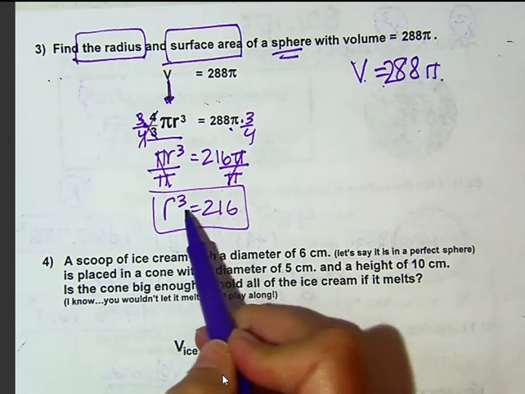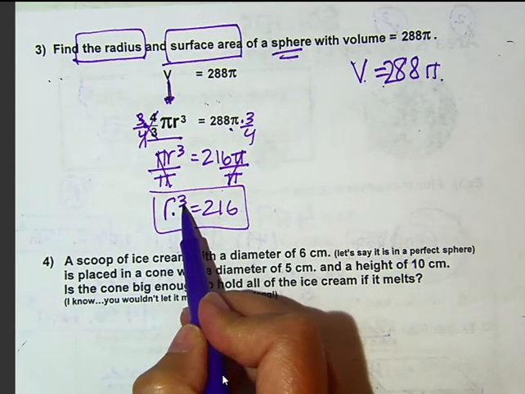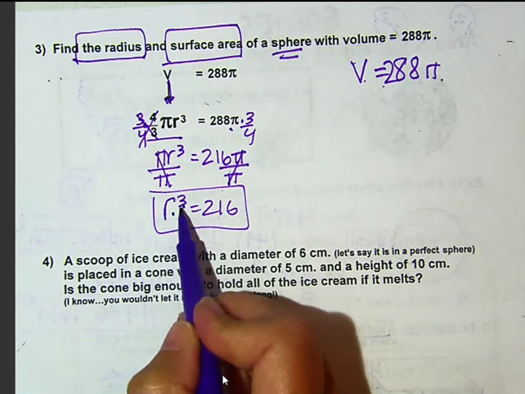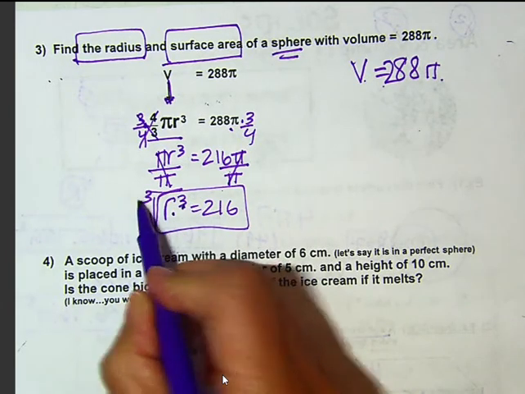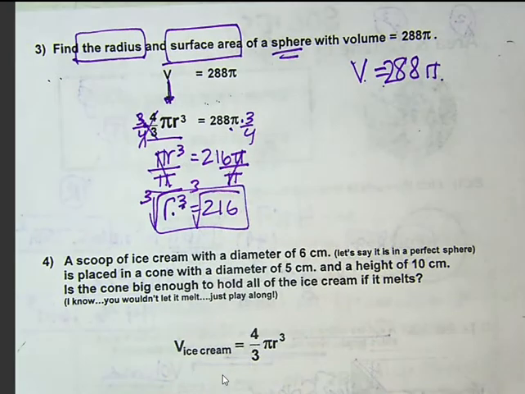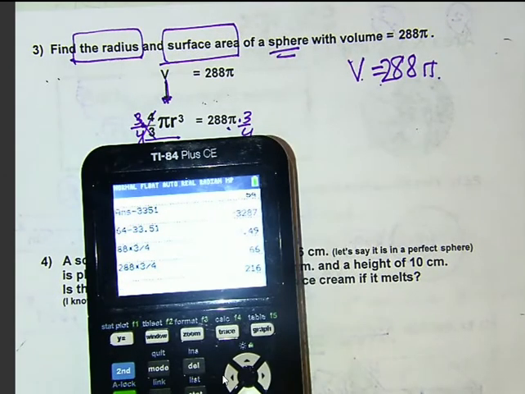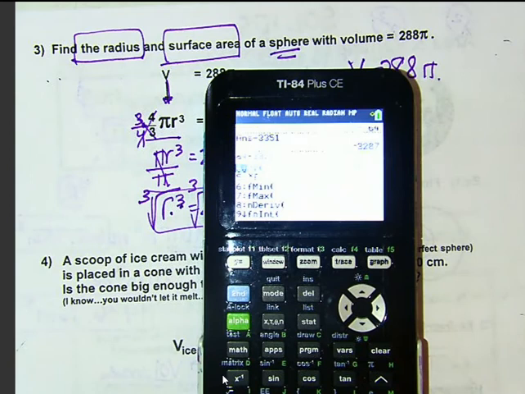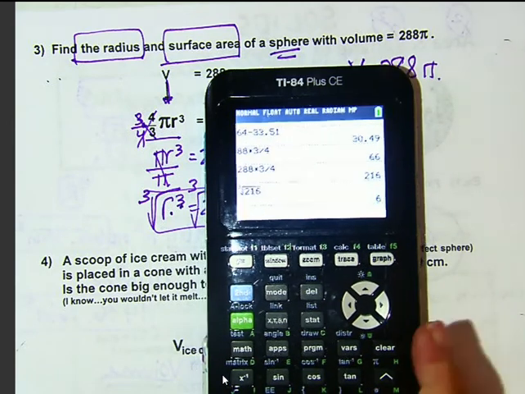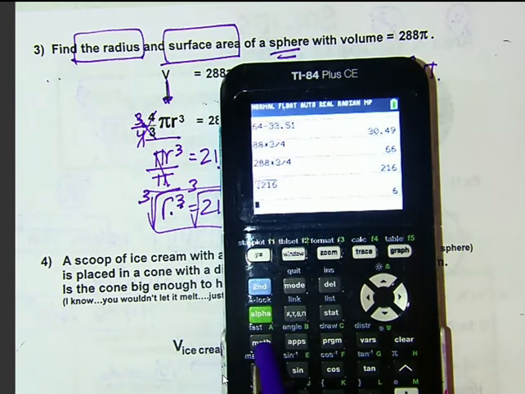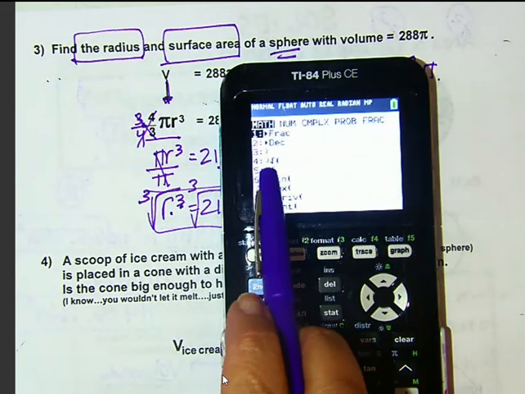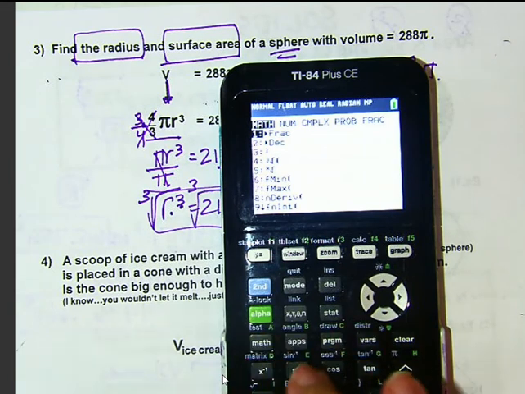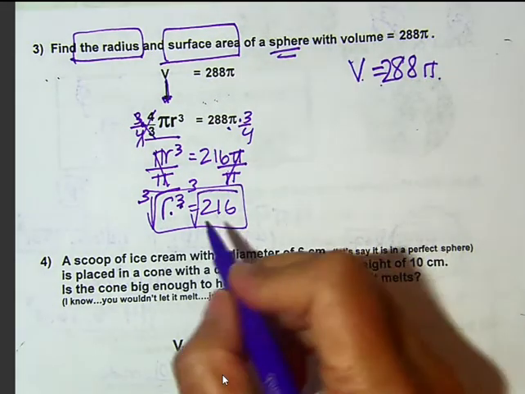Now, I need to find r. So how do I get rid of my cube? The opposite of cubing something is taking the cubed root. And that you can find here. I'm going to go math, and the cubed root is number 4. Math, and I'm going to type 216 in there, and I get 6. So to find the cubed root, I go math, and it's the 4th one down. Second quit. So my r is 6.